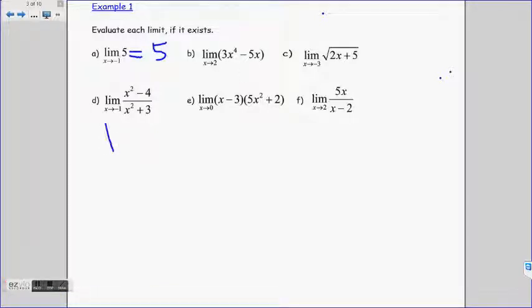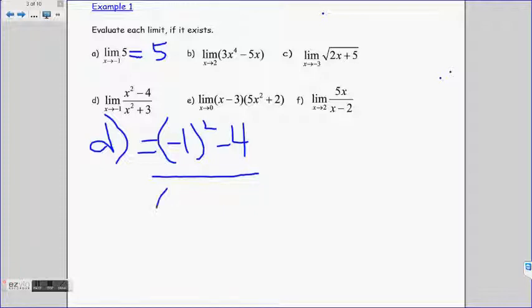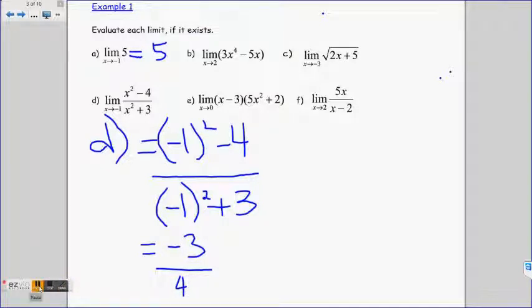Moving along to part D. If we look at D, now we're going to do the exact same thing again. I know, you're saying this is too easy. Well, don't get too comfortable. I'm just going to replace x with -1 and then evaluate it. So what that gives me is negative 3, and then 4. Okay, so that is our limit for part D.